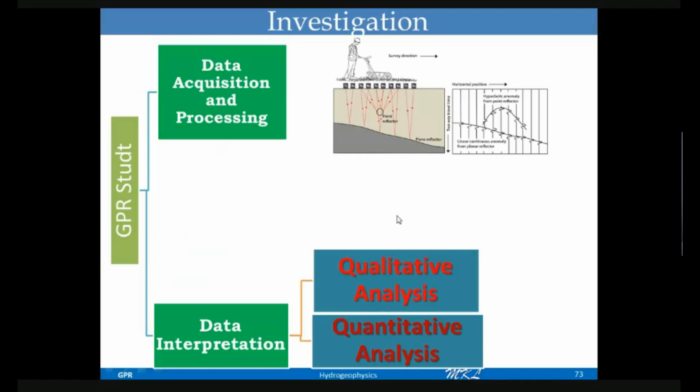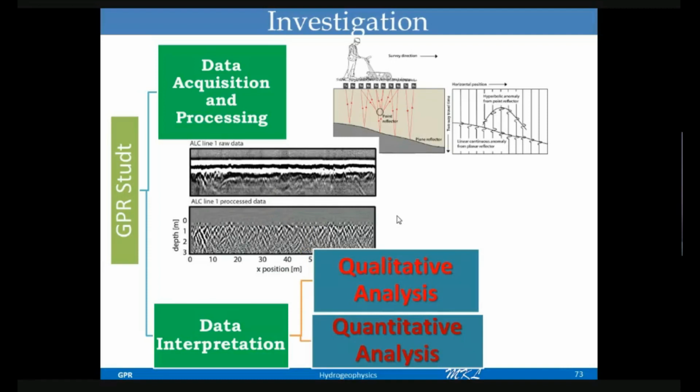I'm not explaining it. So after data acquisition you will have this raw data, in which the underlying features are not visible in this image. So the image processing technique or the GPR data signal processing technique we have applied, and after certain processing, we get this data. So raw data is not clearly visible. You have to remove the unwanted noises, and after processing, you have to do the data interpretation.